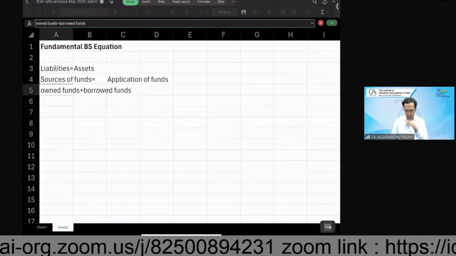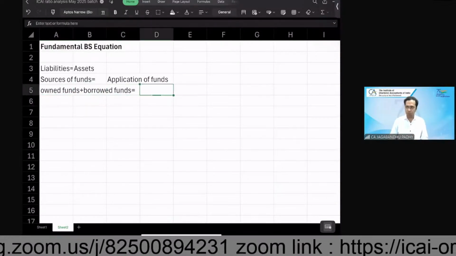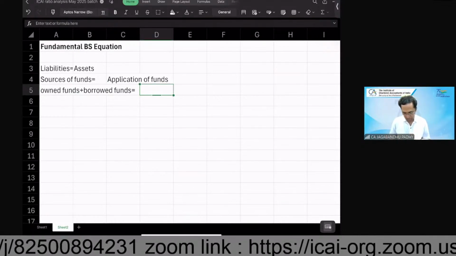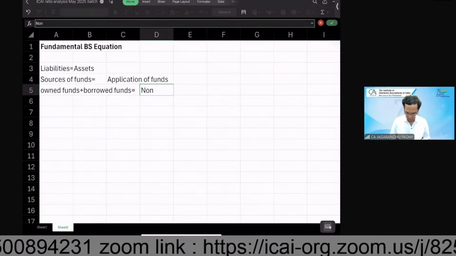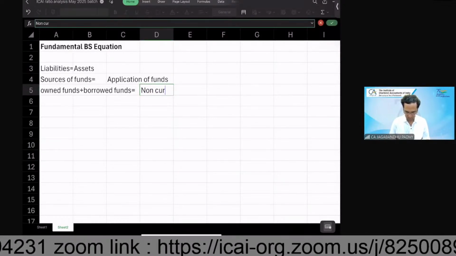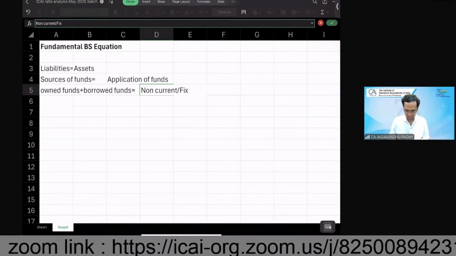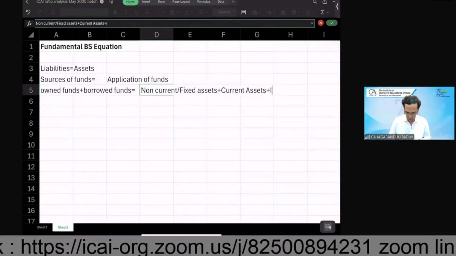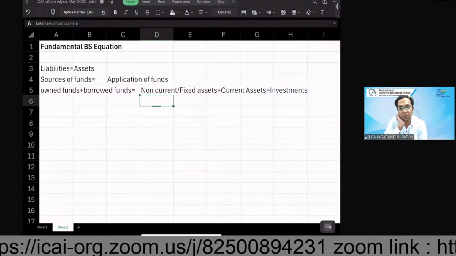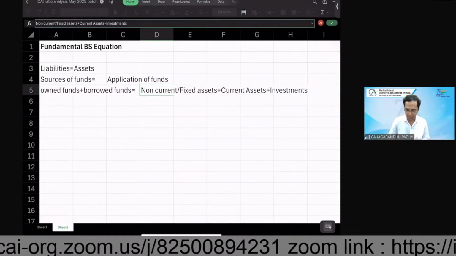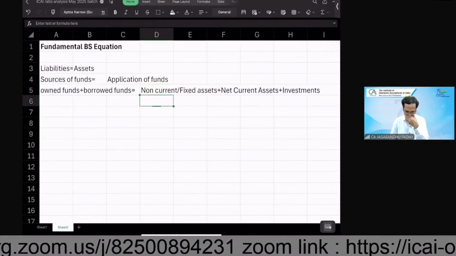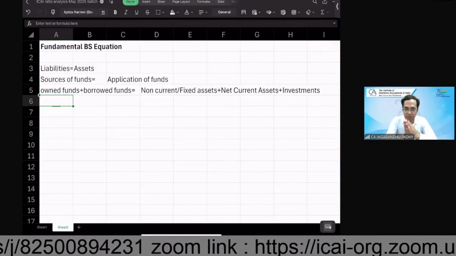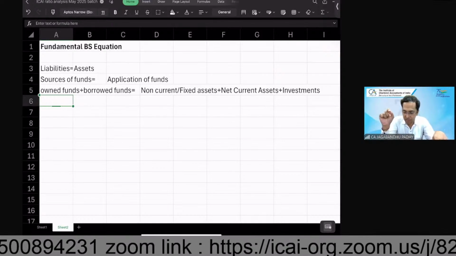Now, of course, owned funds plus borrowed funds should be equal to application of funds. Where can we invest our money? We can invest into non-current or fixed assets, or into current assets, or into certain areas which are not related to your business. Here, when we say current assets, we are talking of net current assets. So owned funds plus borrowed funds is your liability portion, and the other part is non-current or fixed assets plus net current assets plus the investments.